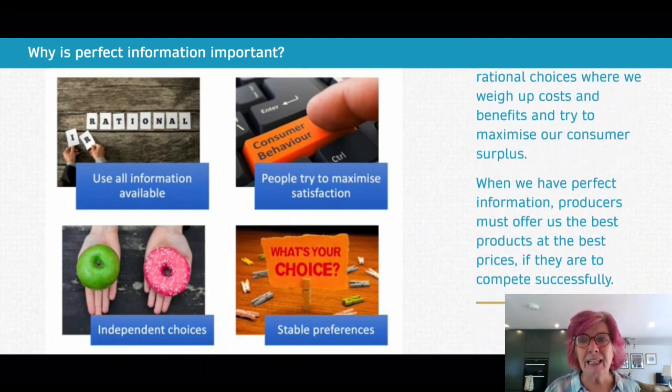So perfect information is really important because it helps us to weigh up the costs and benefits of anything that we're buying, and it helps us to maximise our consumer surplus. In other words, it helps us to get the best possible deal. And of course, when we have perfect information, then producers have to offer us the best products at the best prices, otherwise they'll go out of business.